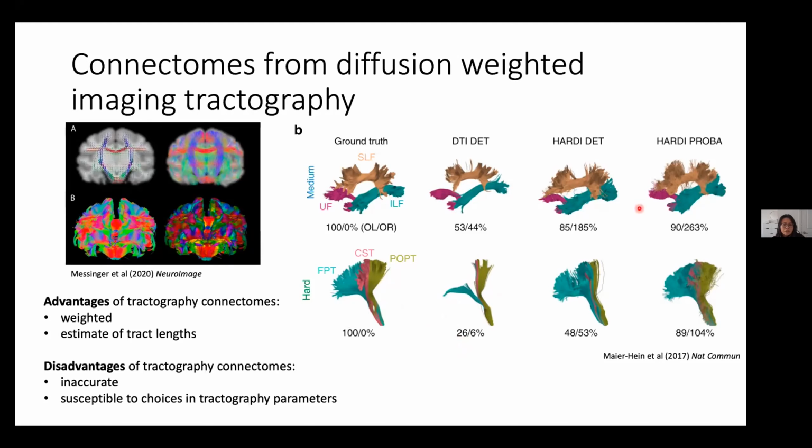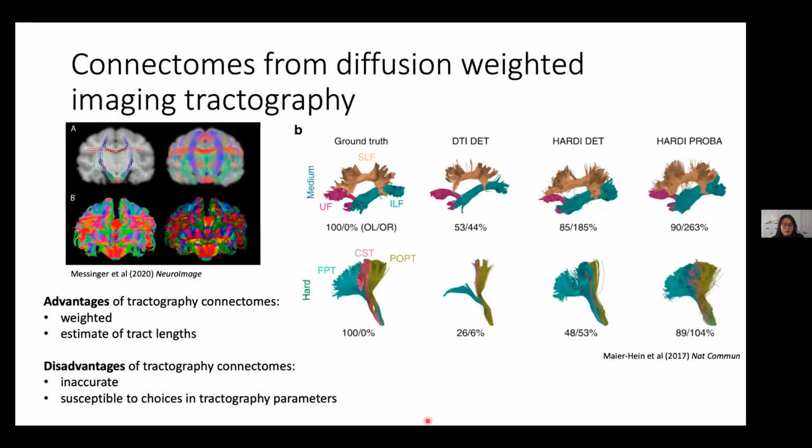And in some cases, you actually get a lot of false positives. So this second value is called the overreach. So you get a lot more streamlines or tracks than were actually present in the original.